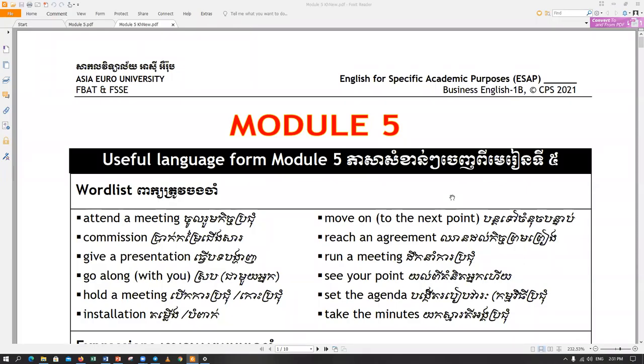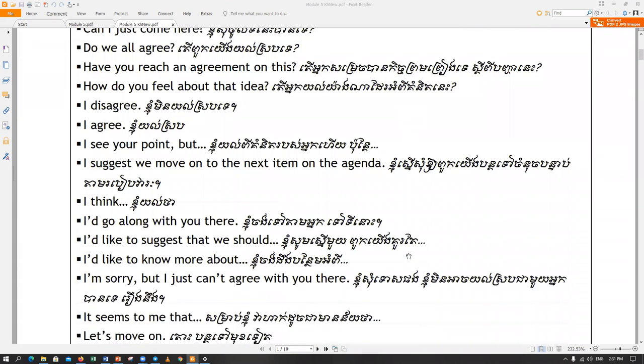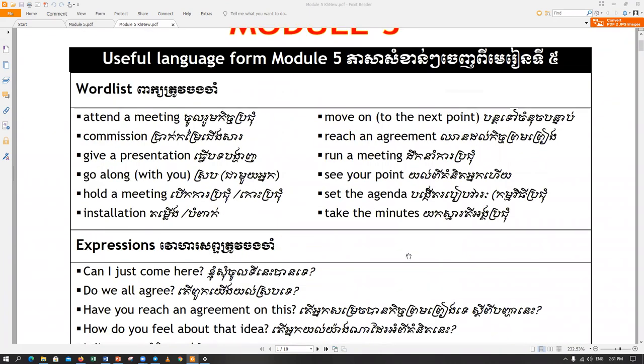Okay, first of all, let's look at the useful language from module 5. I have the words for you that I quoted from the module, and also expressions. Okay, I will read these for you. And the translation you can read by yourself because it's in Khmer language.